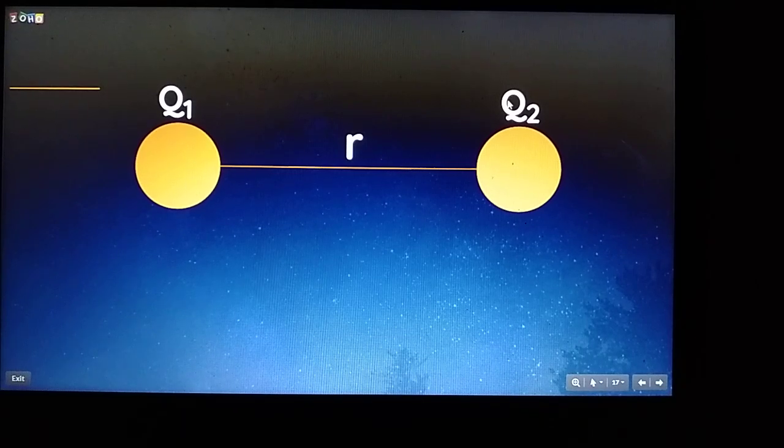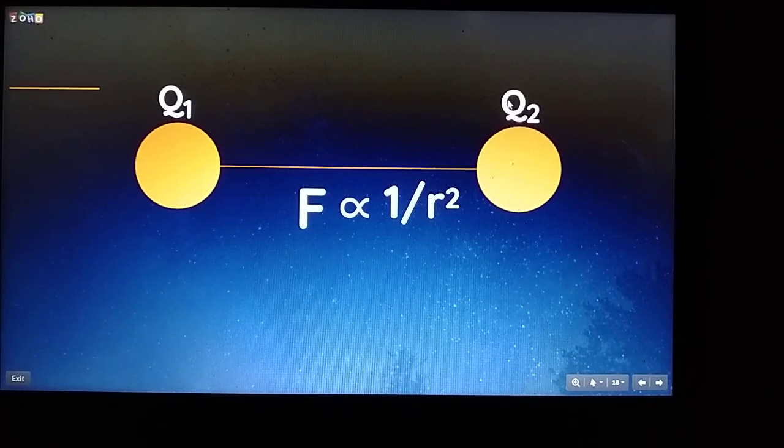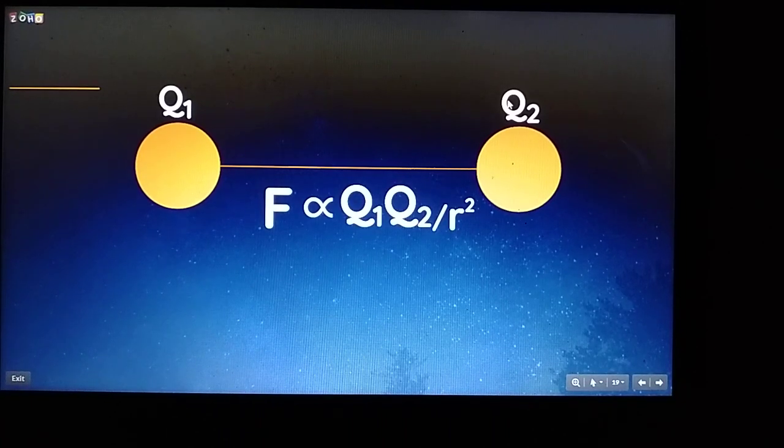Now it is also a function of the distance. If you decrease the distance r between the two spheres Q1 and Q2, then the force will increase. As I already mentioned, it follows the inverse square law, so the force will be proportional to 1 by r square. So combining these two factors, we can write F proportional to Q1 Q2 by r square.